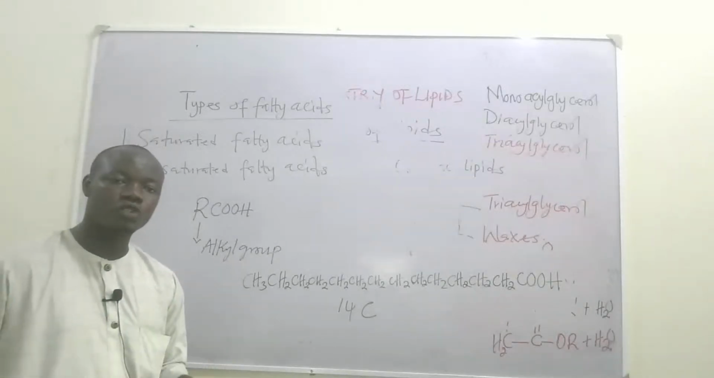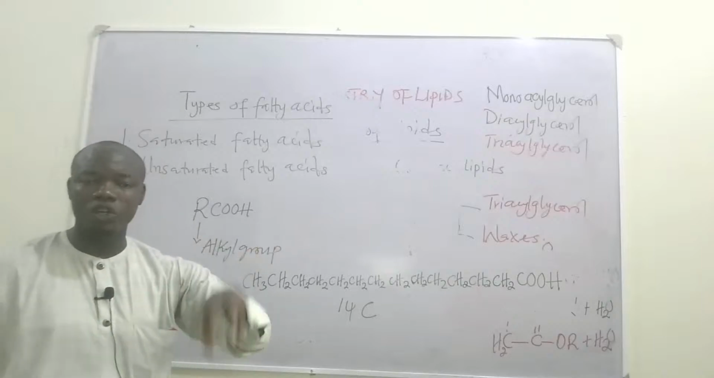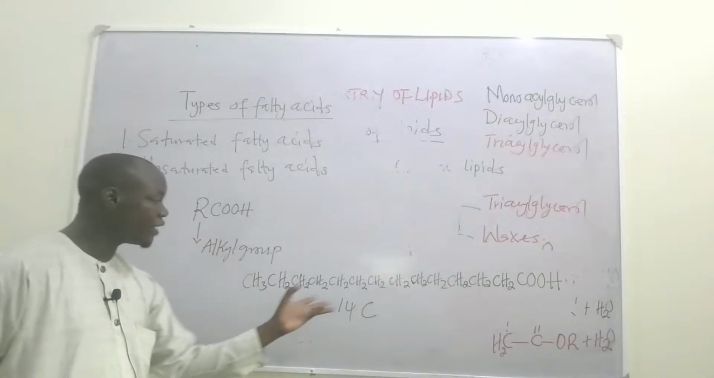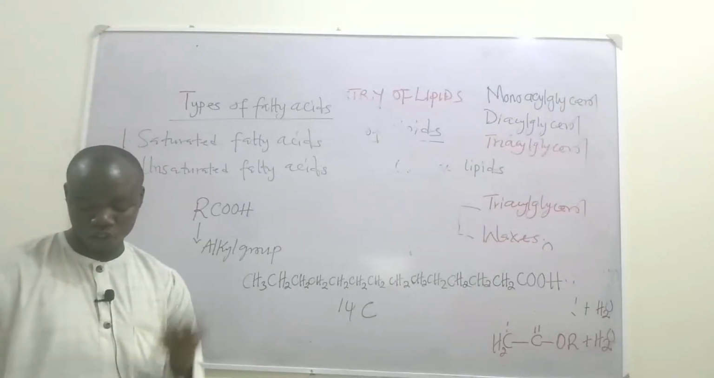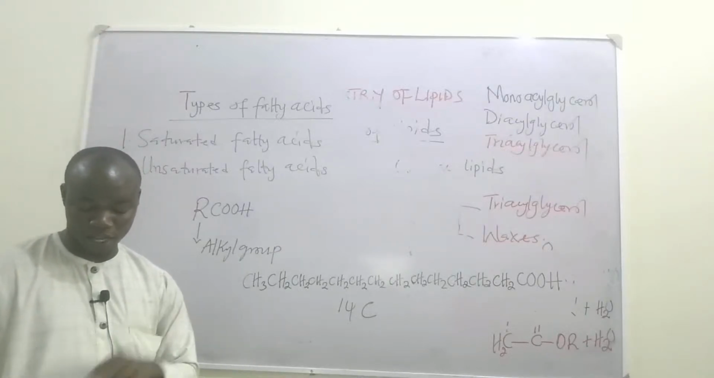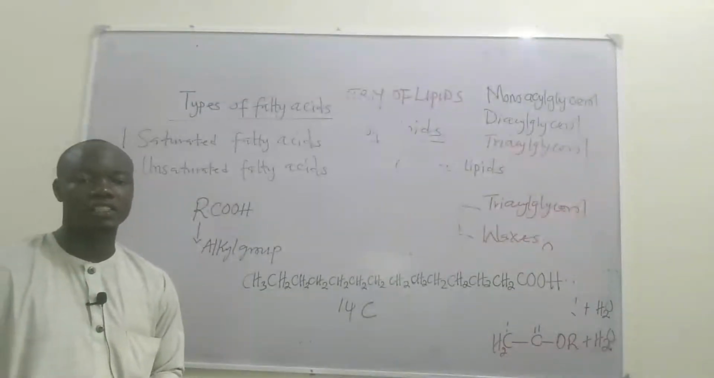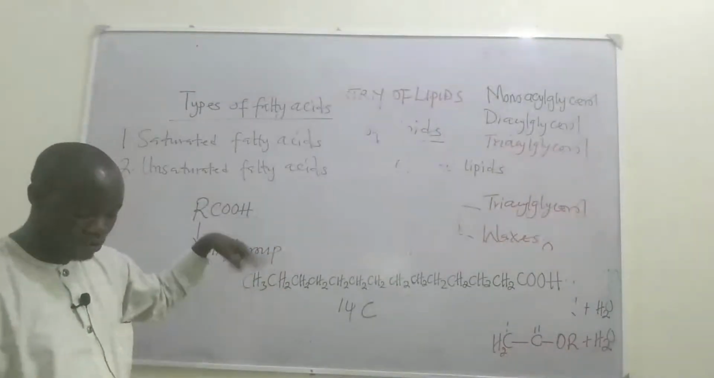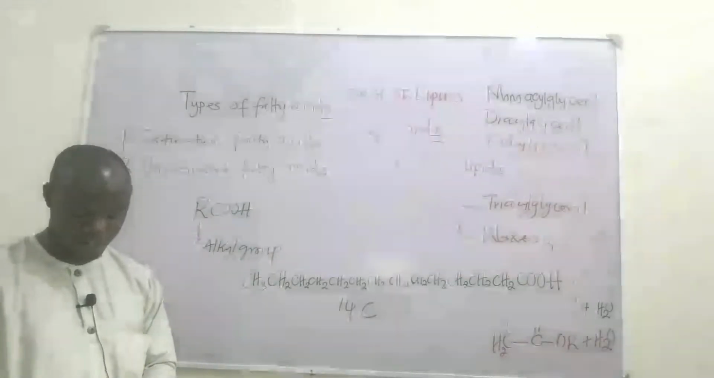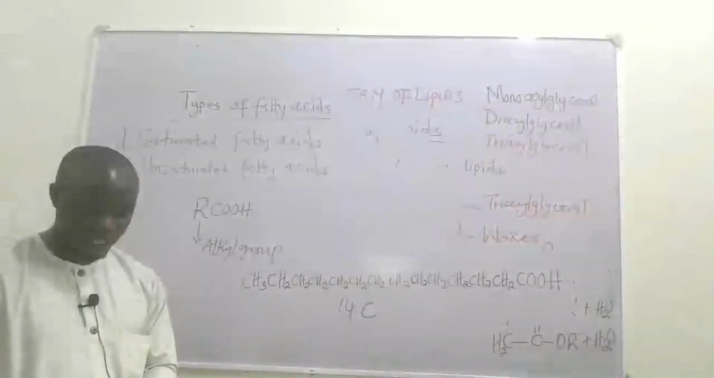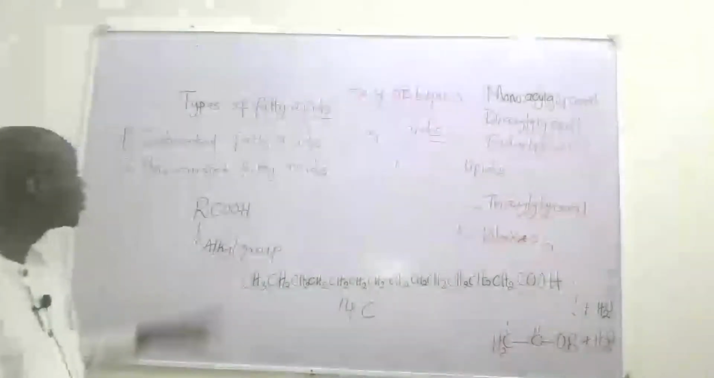But in the case where, between carbon to carbon in the fatty acid, there is at least one or two double bonds, that is described as unsaturated fatty acid. So these are the two types of fatty acids that we have, especially in humans.